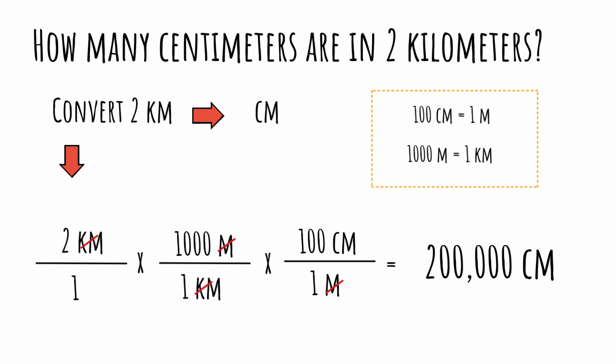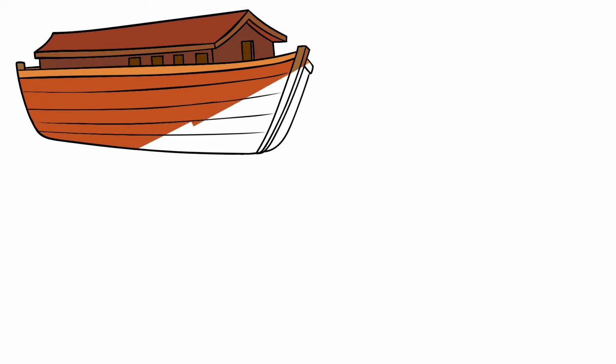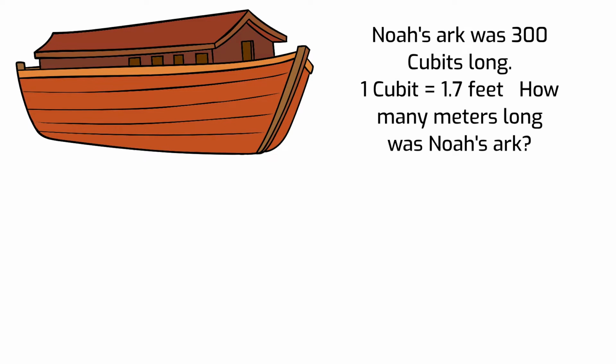We can do this with any unit of measure, even obscure units of measure that we don't use anymore. Take, for instance, biblical units of measure that we haven't used in hundreds or thousands of years. For instance, Noah's Ark was 300 cubits long. Now, a cubit is approximately 1.7 feet. So, how many meters long was Noah's Ark?